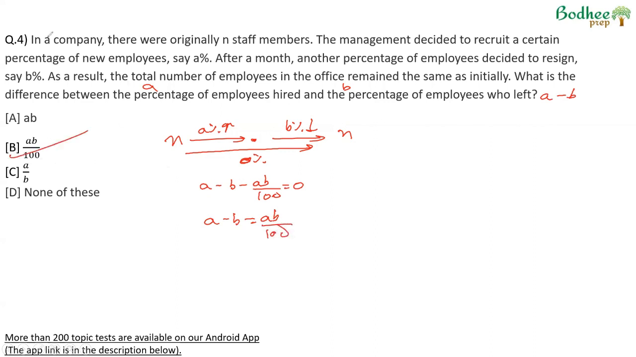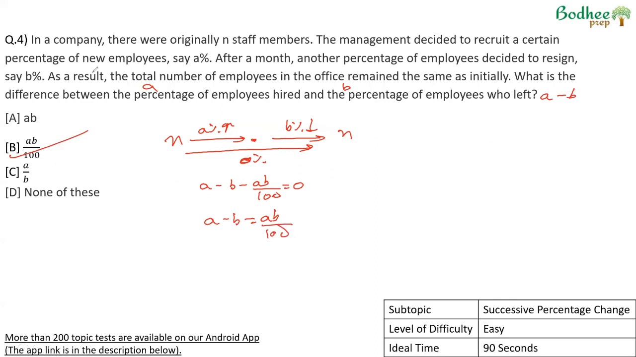That simply becomes the answer. Direct application of successive percentage change, but I'll say if you're not able to spot the fact, it is very easy to get lost in the data of the question and start assuming values for A and B. But all you have to do is put in the value, because A minus B is to be calculated, and that is part of the formula. So easy, maybe 90 seconds to solve the question, including the time to read the question.